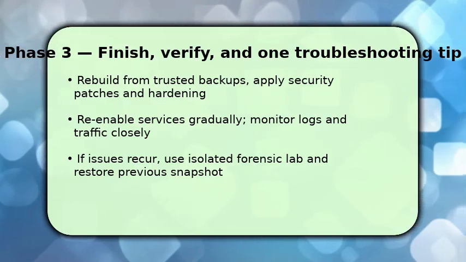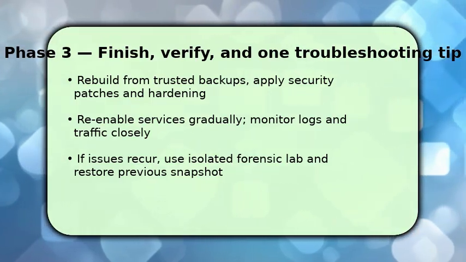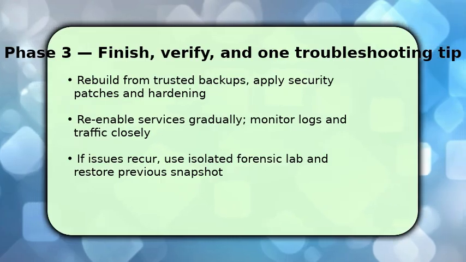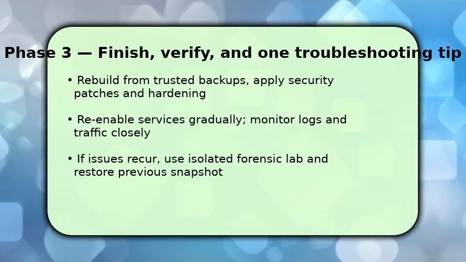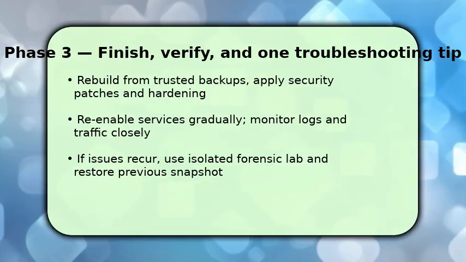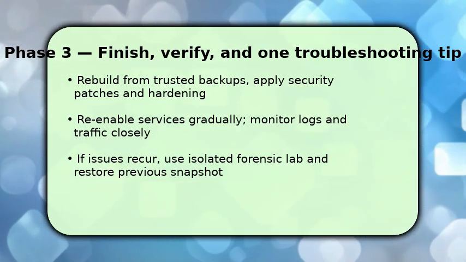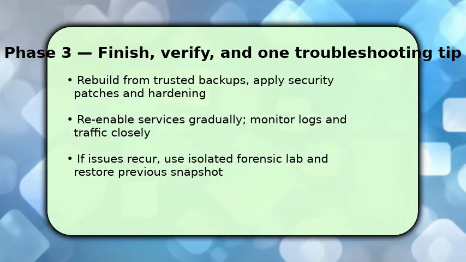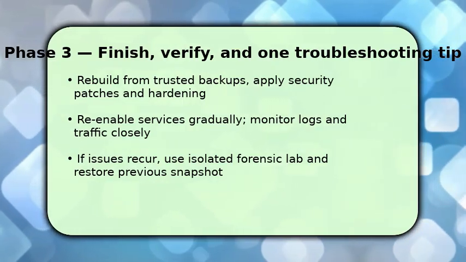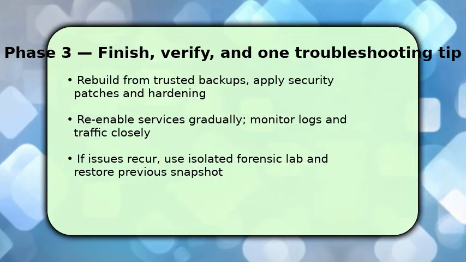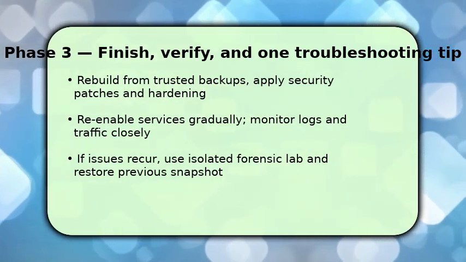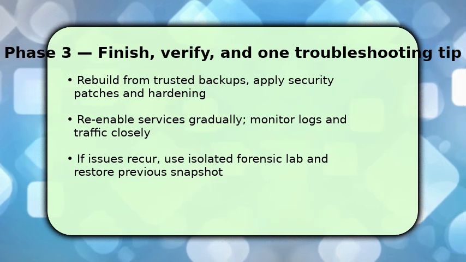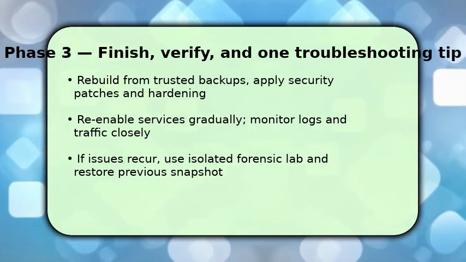You finish by restoring the site safely. Rebuild services from trusted backups or fresh deployments, then apply all security patches and hardening measures: CSP, HTTP headers, least privilege accounts, and key rotation. Re-enable integrations one at a time while monitoring logs, traffic patterns, and error rates to catch regressions. Make sure to run vulnerability scans before full public launch. If anything recurs, revert to the preserved snapshot and perform deeper forensics in an isolated lab.